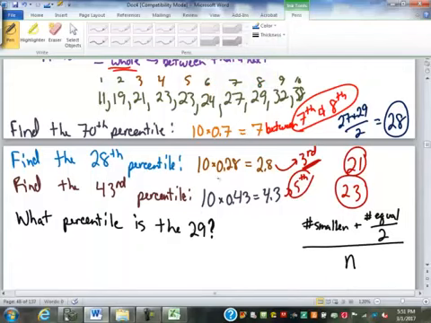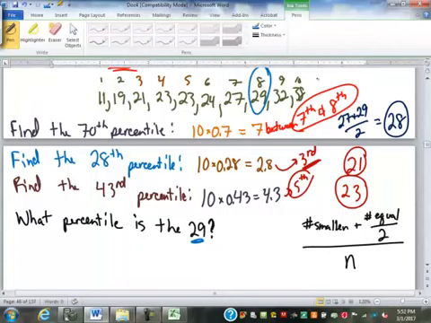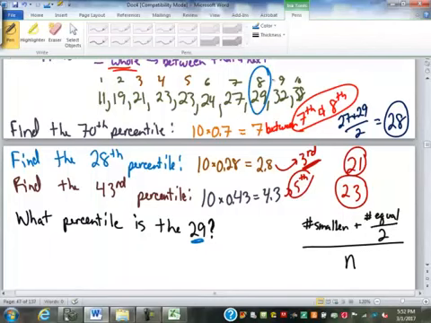So here, 29 is right there. How many numbers in this list are smaller than 29? Say 7. There we go. 1, 2, 3, 4, 5, 6, 7 are smaller, right? How many numbers in that list are equal to 29? 1. So this will be 1 divided by 2, because the 2 is from the formula. How many total numbers are there in the list? What's n?